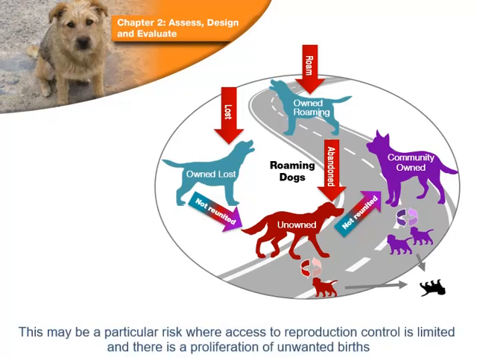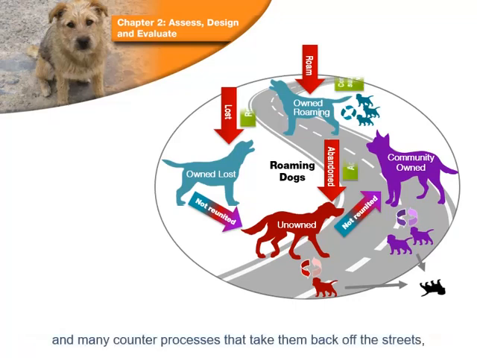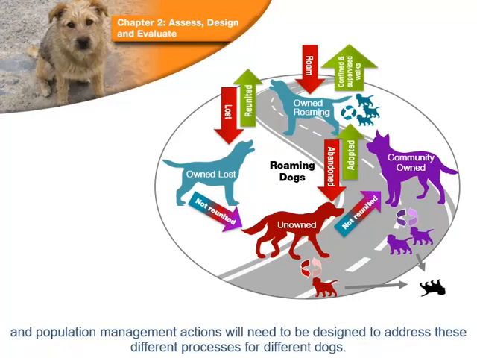This may be a particular risk where access to reproduction control is limited and there is a proliferation of unwanted births. So we can see there are different processes working as sources for these different subpopulations of roaming dogs, and many counter processes that take them back off the streets. And population management actions will need to be designed to address these different processes for different dogs.